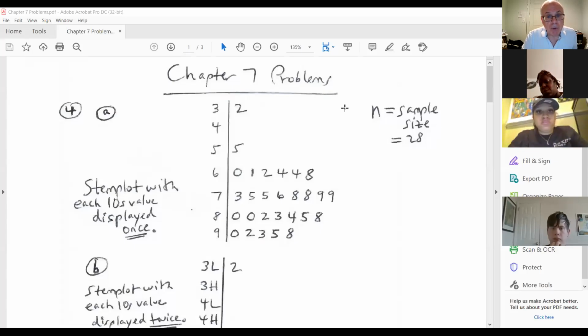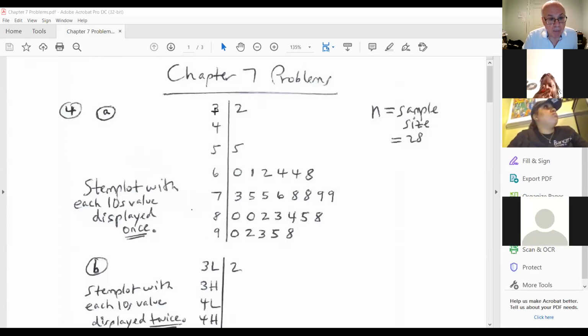So let's get to the solution here. There were 28 test scores, and I put them in numerical order along this column here, the 3 up to 9. These are the tens digits for all of the numbers in the data set, and on the right side of the vertical bar here are the actual ones digits. So to read this, it would be 32, 55, 60, 61, 62, 64, 64, 68, and so forth.